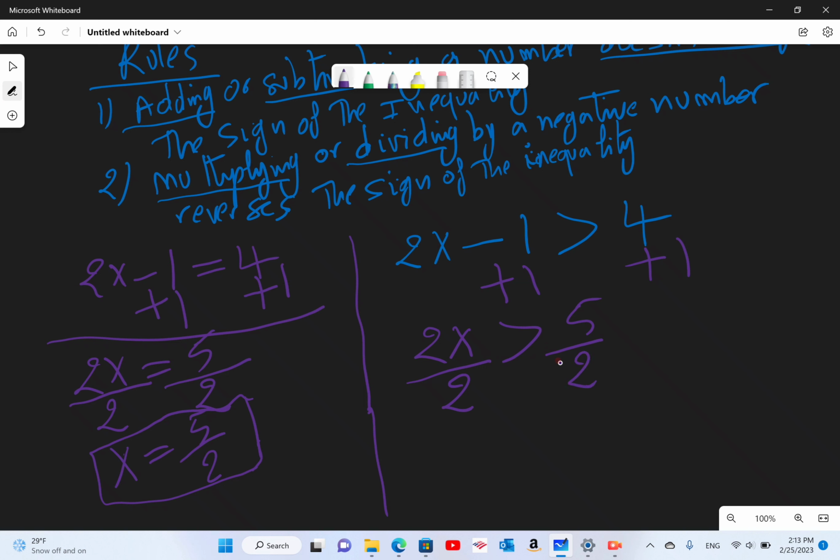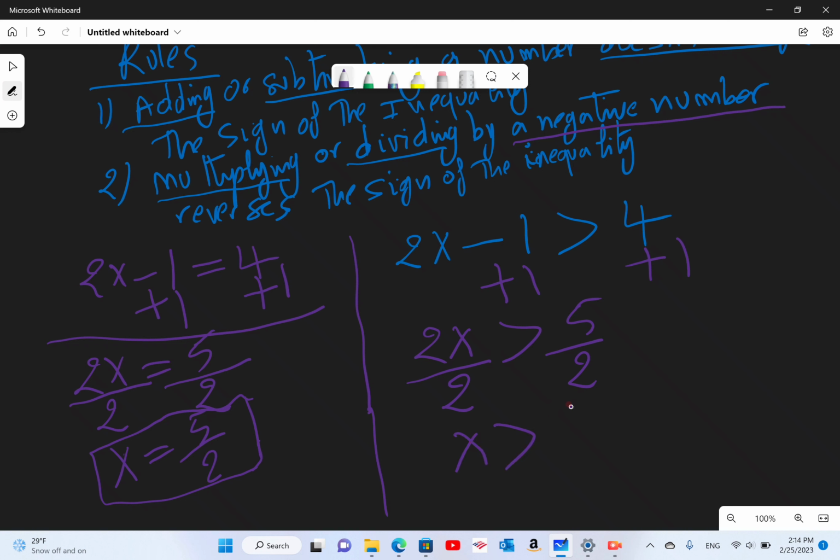Notice here, this is very tricky. We're dividing by a positive number, not a negative number. We reverse the inequality sign only when we divide or multiply by a negative number. Here we're dividing by a positive number, which means we do not change the sign of the inequality. So the 2 will cancel out.